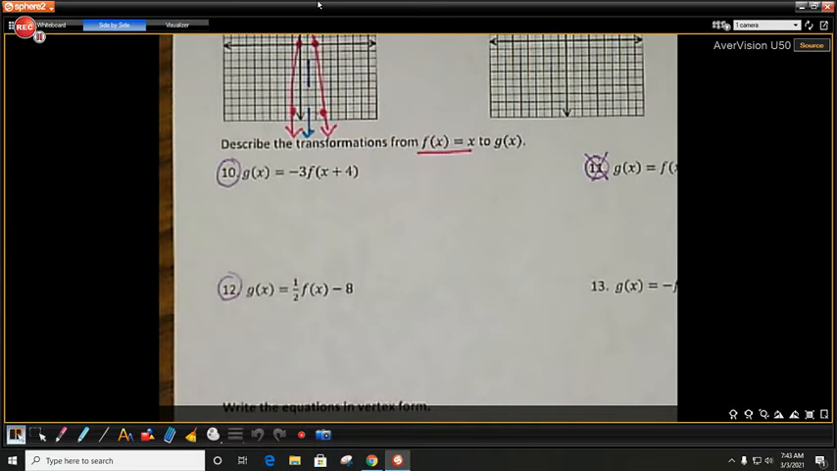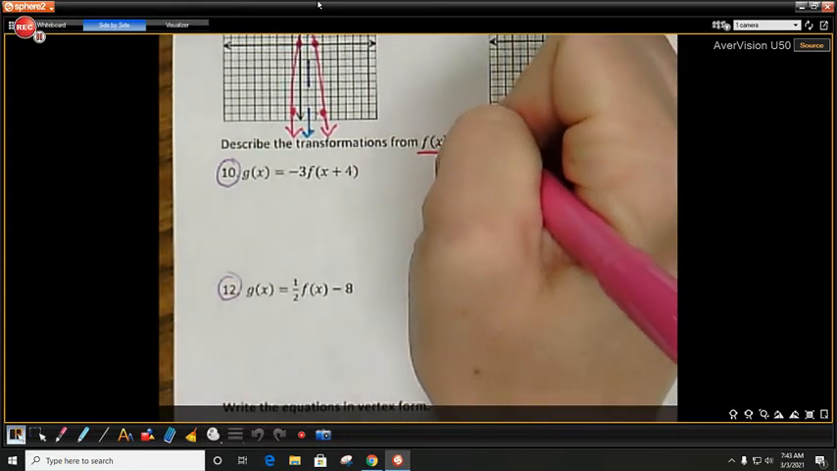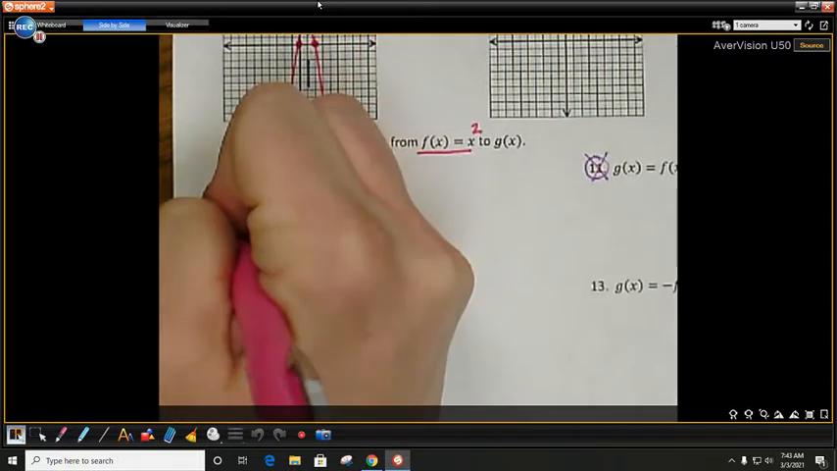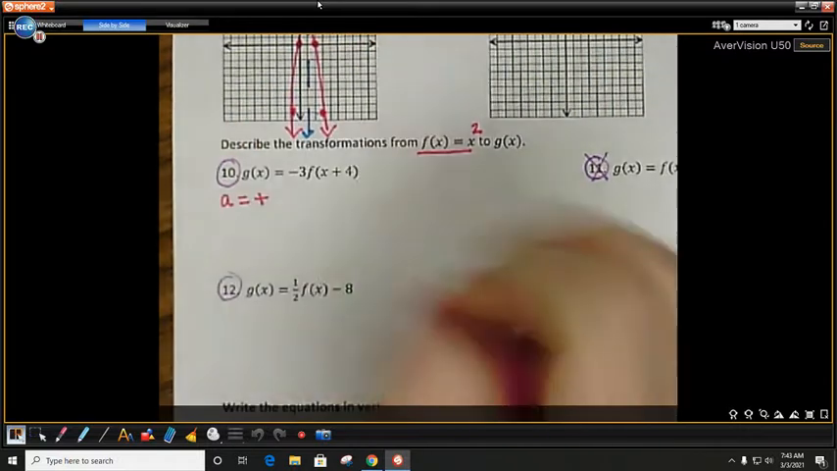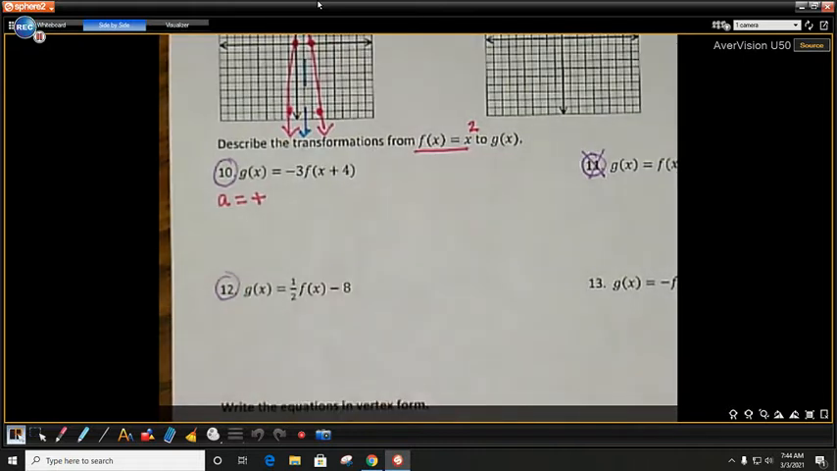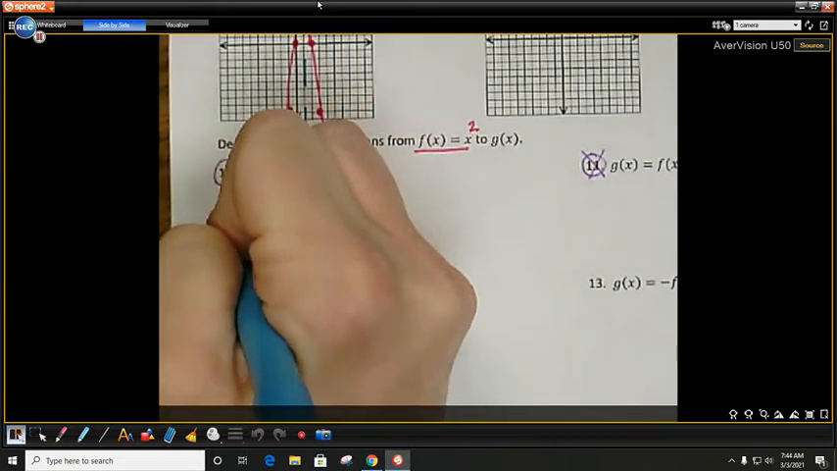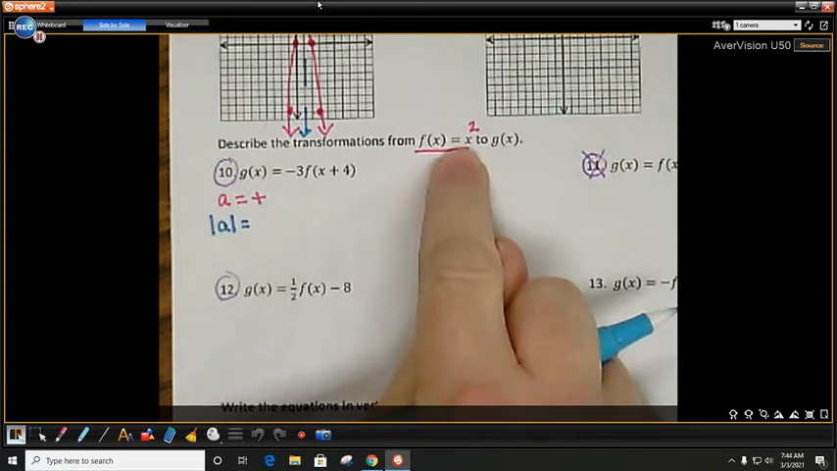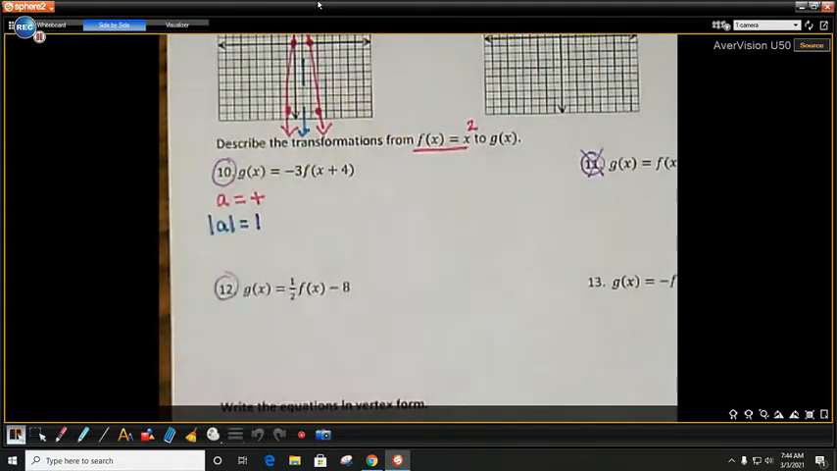So we're starting at our parent function. Well, the A value, this should have an x squared, because we're doing quadratics, and we know that our parent function is y equals x squared, f of x equals x squared. So your A is your coefficient of x squared. So my A is positive for my parent function. And then we're going to do the A value. Okay, the value or the coefficient is just a 1.